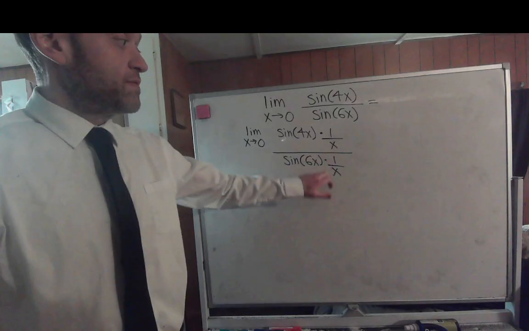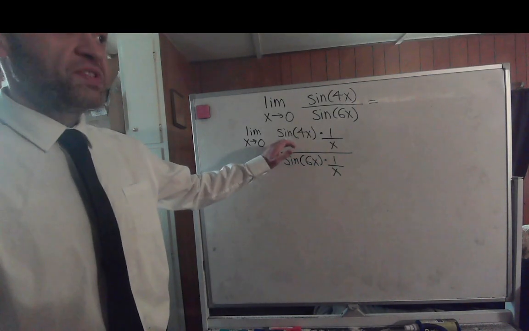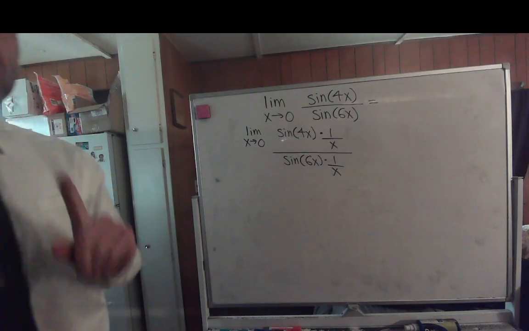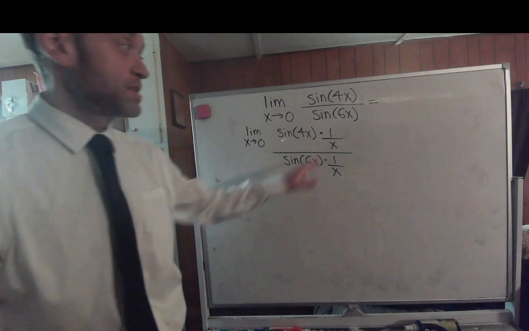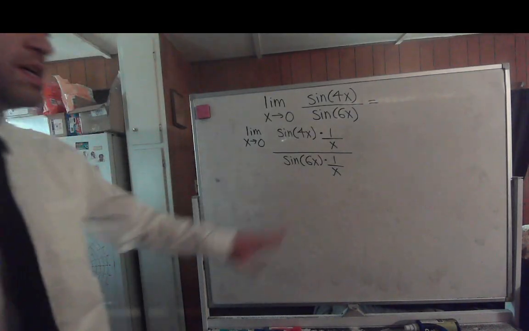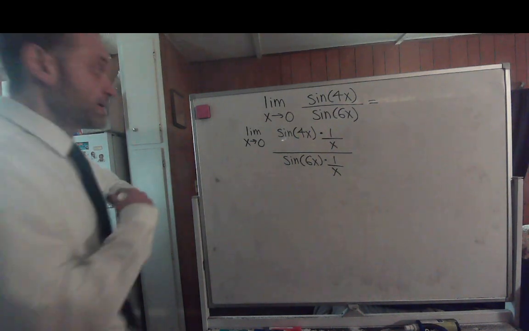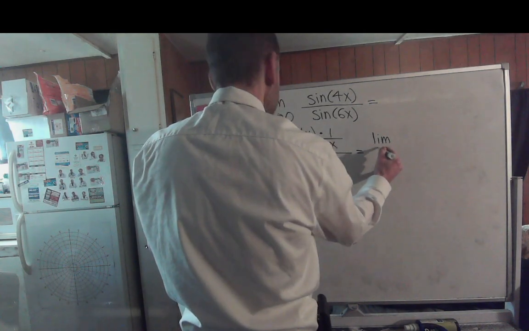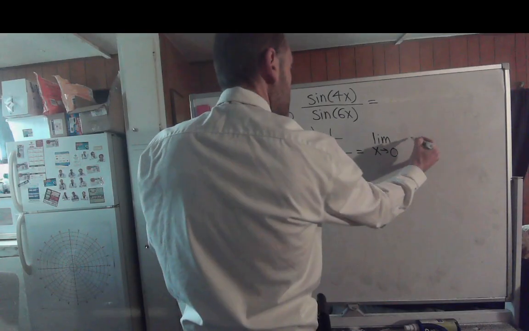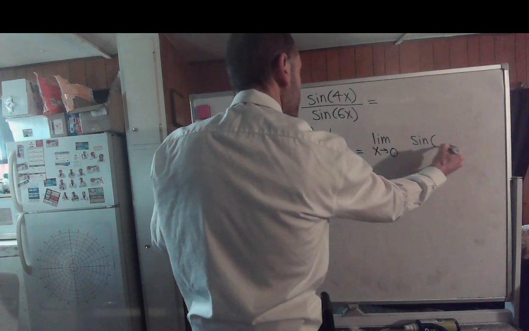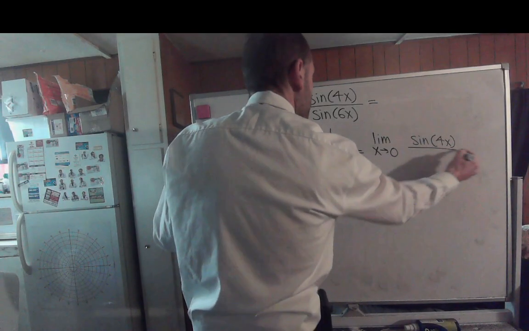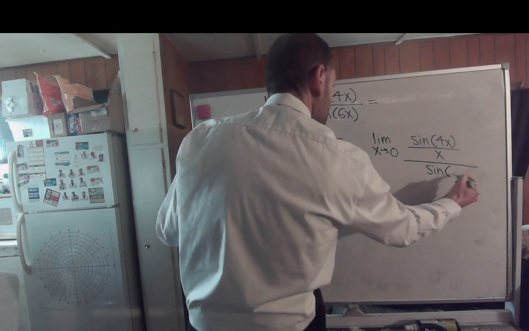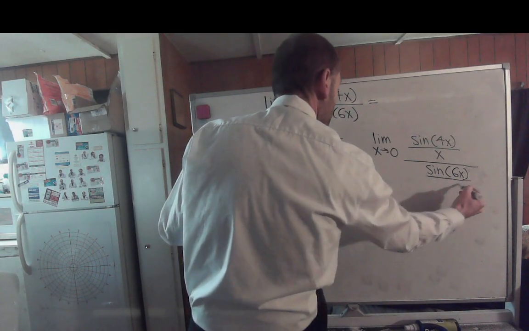Okay, that's great, but why did we do the 1 divided by x? Well, we want it in the form of sine of x divided by x, and if you did the same to both numerator and denominator, you technically haven't changed the value of the function, because the 1 divided by x's would cancel out. But we're making this in a form we can work with. So now you have the limit as x approaches 0 of the sine of 4x divided by x all over the sine of 6x divided by x.